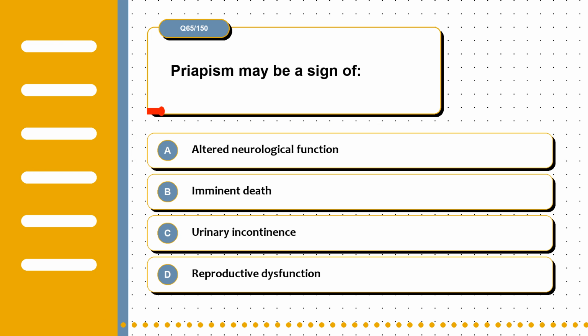Question 65. Priapism may be a sign of. Here are the options. Option A, altered neurological function. Option B, imminent death. Option C, urinary incontinence. Option D, reproductive dysfunction.